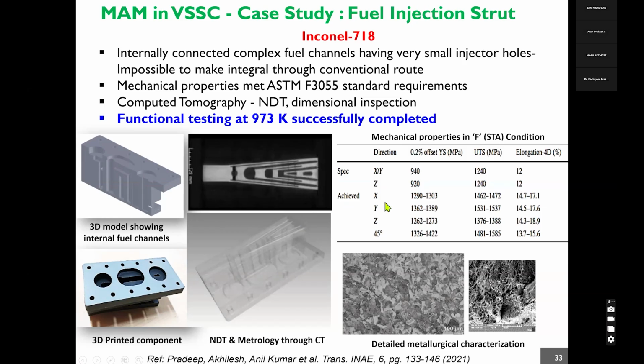And here again, we have done detailed characterization. So against the specified properties, we could get very high mechanical properties. And this particular part also has been functionally tested, and it has been flown in our scramjet propulsion test flights.